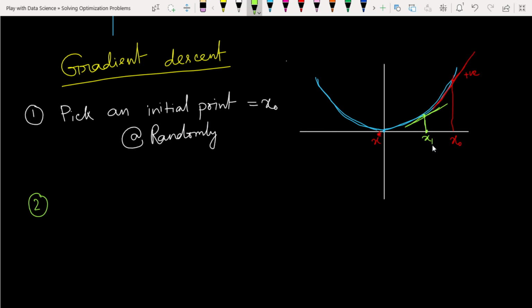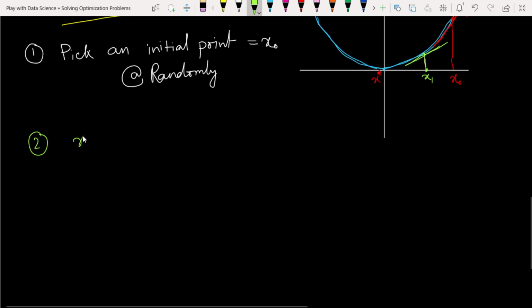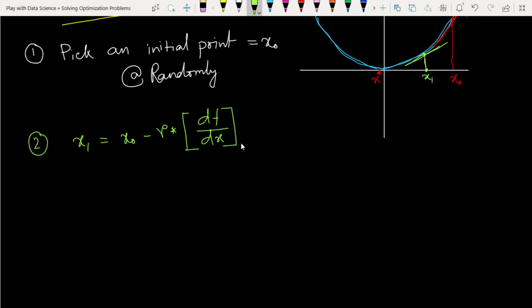So how to pick this point? Simply using this formula, x1 is equal to x0 minus r times the derivative at point x0. Here we are using one parameter, called r. So what is the r here? This r is called the step size. It determines how we move closer, in what steps we move closer to our optimal point.